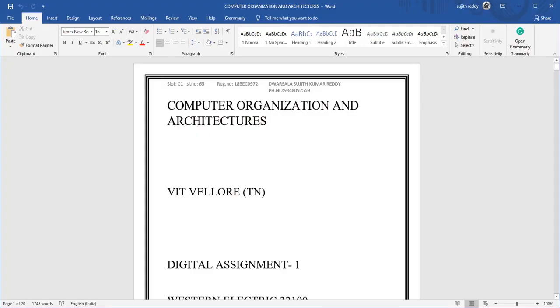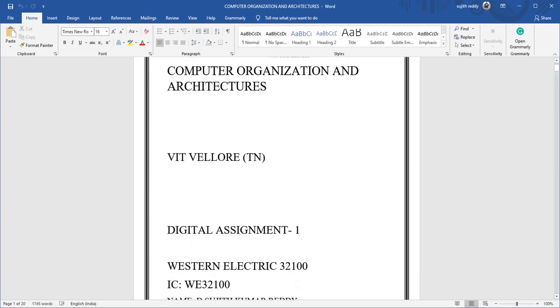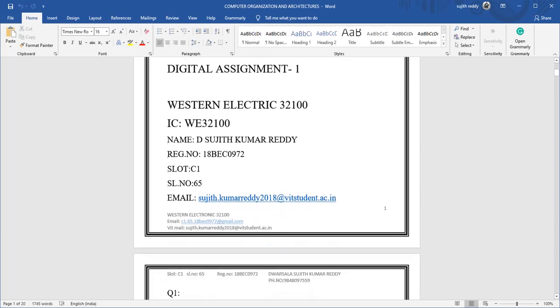I am D. Sujith Kumar Reddy from VIT Vellore, Tamil Nadu. Today I am going to explain computer organization and architecture for the Western Electronic 32100 microcontroller. So let's get into the topic.